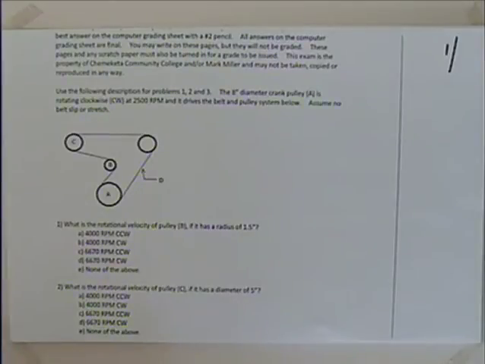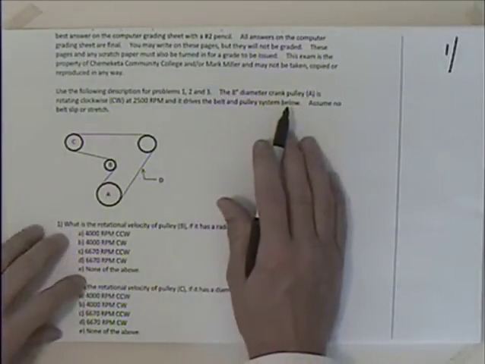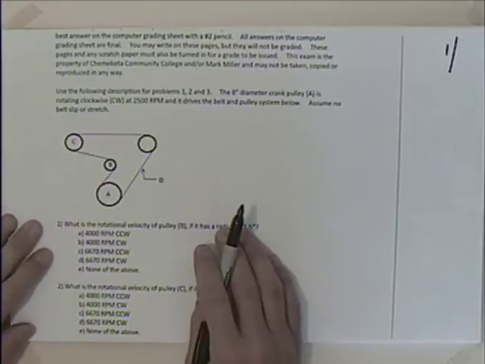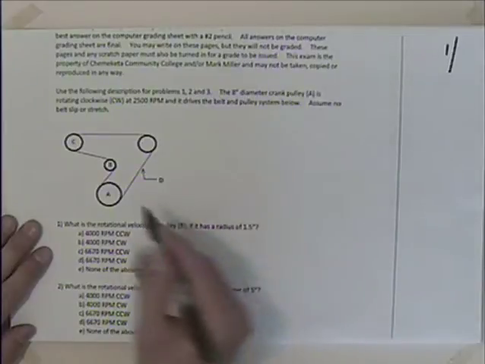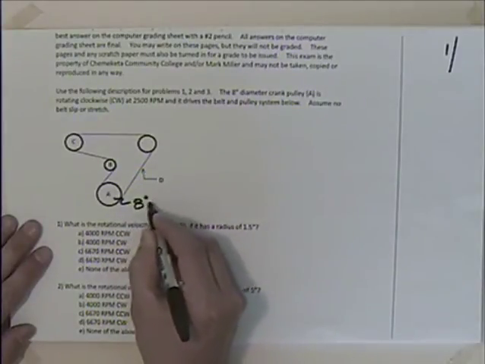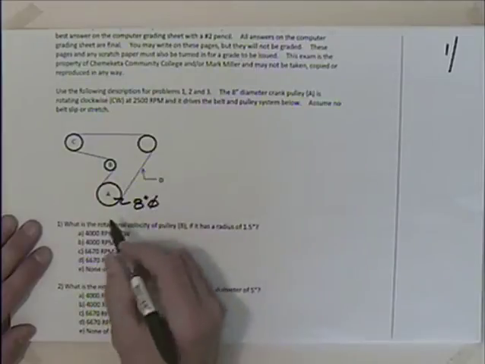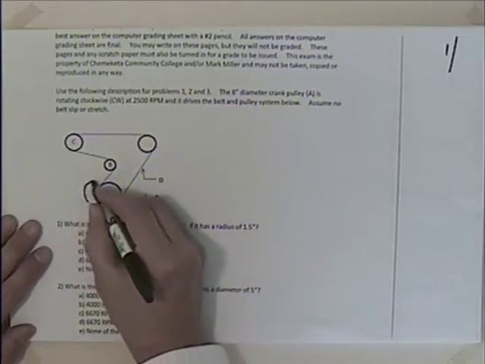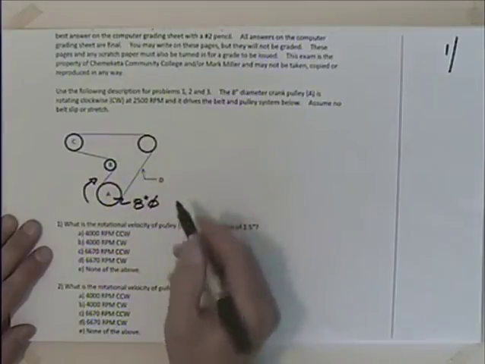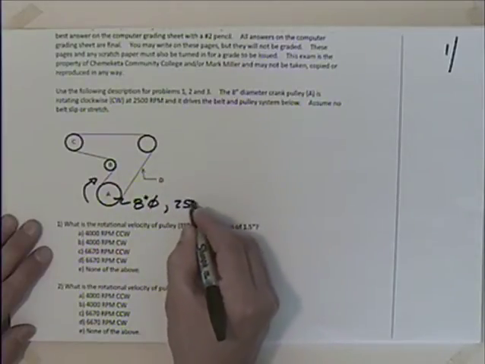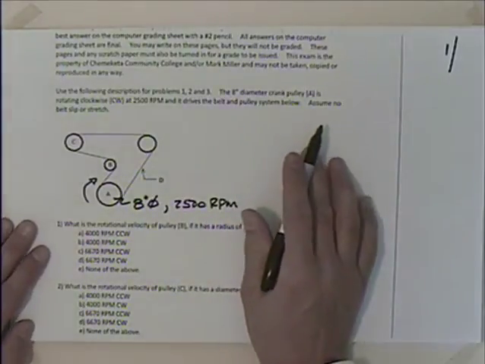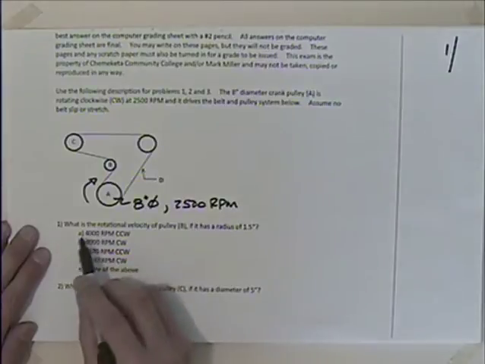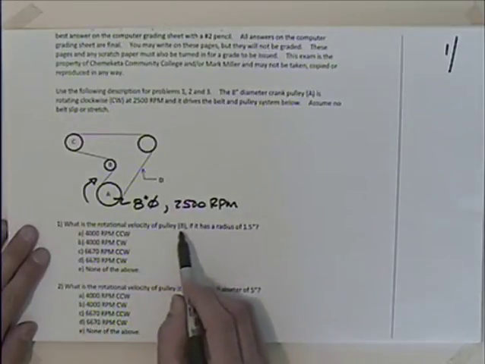We'll look at the first problem. Questions 1, 2, and 3 come from the first problem. We're told we have an 8-inch diameter crank pulley. This might be like a serpentine belt arrangement on the front of an engine or something like that. So an 8-inch diameter crank pulley is rotating counterclockwise, so we've got it going that way at 2,500 RPMs, and drives the belt pulley shown. Assume no belt slip or stretch. Question number 1. What's the rotational velocity of pulley B?